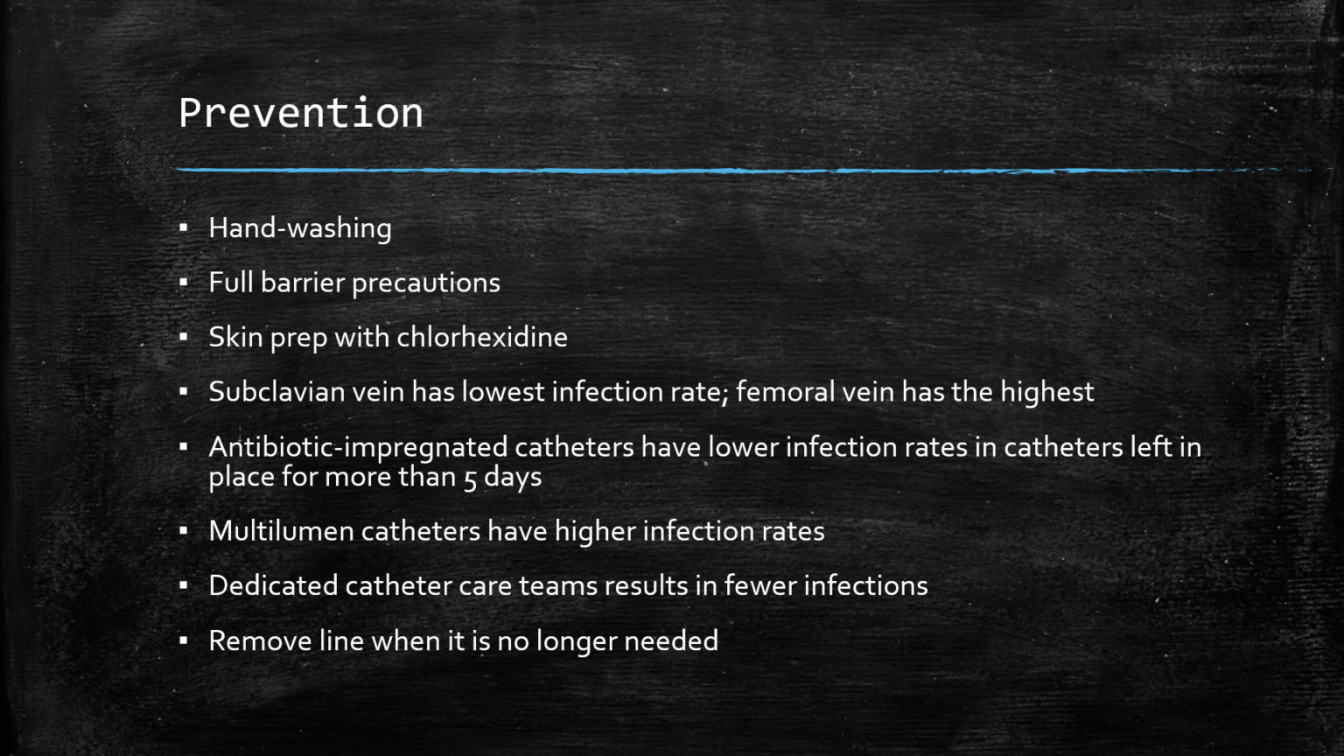Multi-lumen catheters have higher infection rates than single-lumen catheters, and so we should ask ourselves whether the patient really needs the traditional triple-lumen catheter or whether they could make do with a single-lumen device. Many hospitals nowadays have dedicated catheter care teams that do the dressing changes, and this seems to result in fewer infections. Of course, one of the major things we can do is remove the line when it is no longer necessary. Central lines should not be left in place as a convenience. If our peripheral IV will now do the job, the central line should be removed.